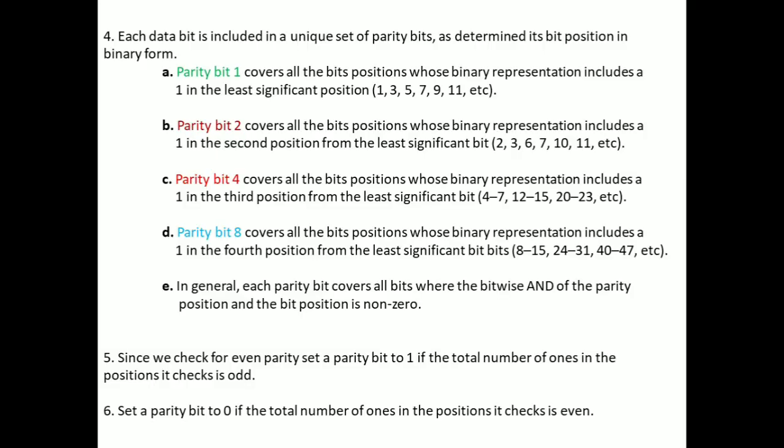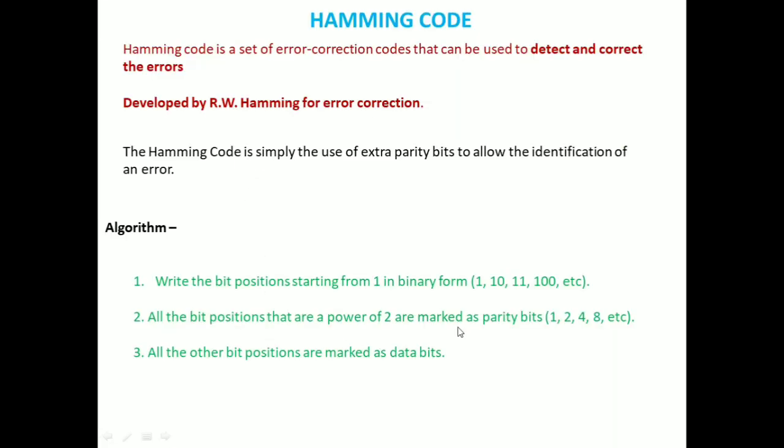So now let us see the fourth step of the algorithm. Each data bit is included in a unique set of parity bits as determined by its bit position in binary form. Don't worry if it is not understood, I will explain it with an example. We said that we will be identifying the parity bits in the second step.